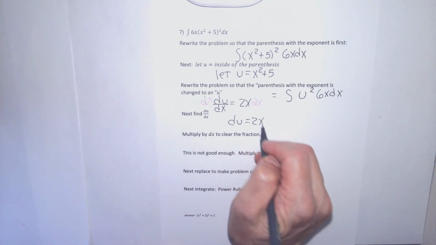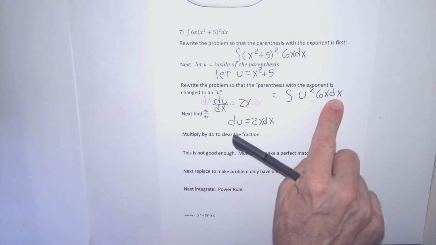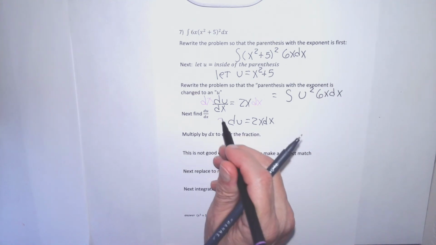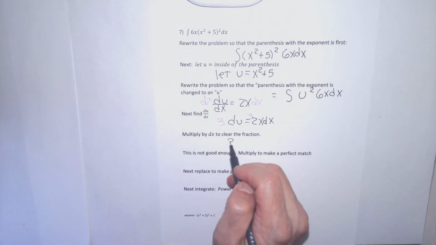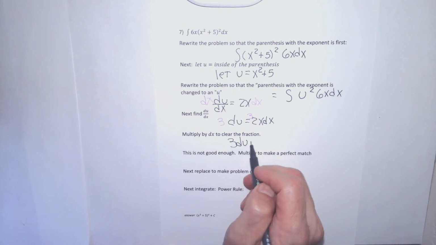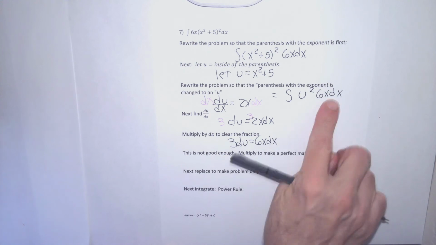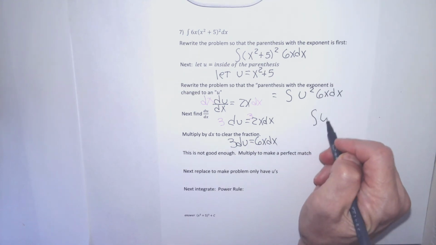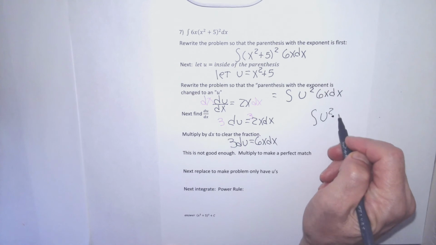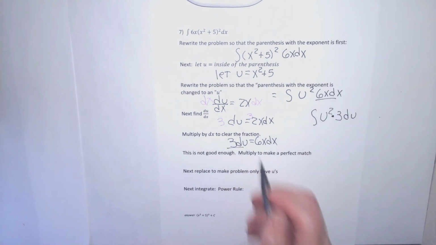equals 2x dx. And I say this isn't good enough. I need to multiply to make a perfect match. To make this a perfect match, I multiply by 3 and by 3. This is going to give me 3 du equals 6x dx. So now I've multiplied to make a perfect match to what I have left. So I'm going to replace and make the problem only have u's. So it's going to be the integral of u squared times 3 du. So in place of this 6x dx, I put this 3 du.